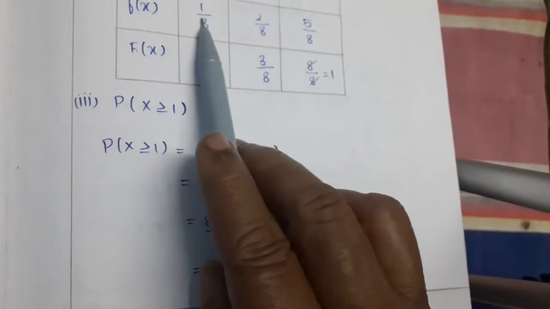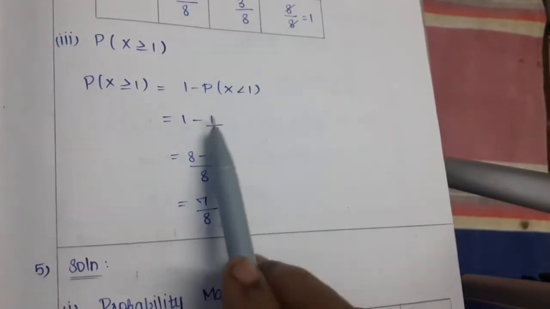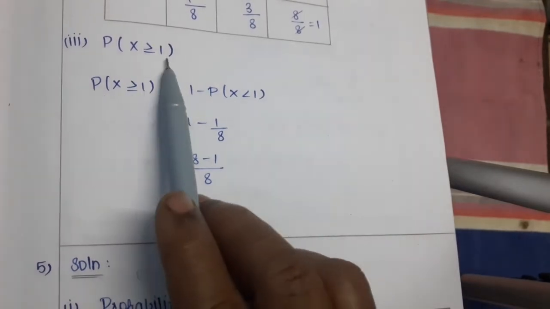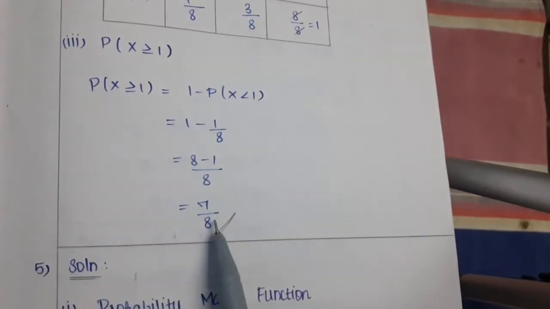The less than 1 value is nothing but P(x) is f(0), which is 1 by 8. Therefore, 8 minus 1 is 7 by 8. Therefore, probability of x greater than or equal to 1 is 1 minus probability of x less than 1. Substituting the value, we get the answer 7 by 8.